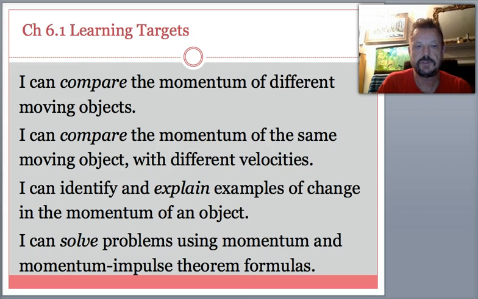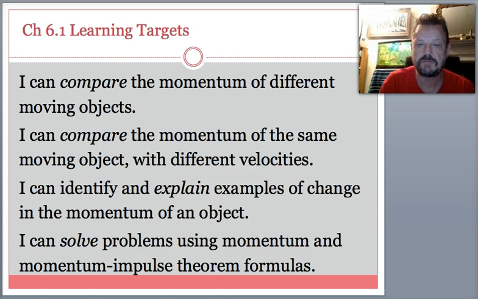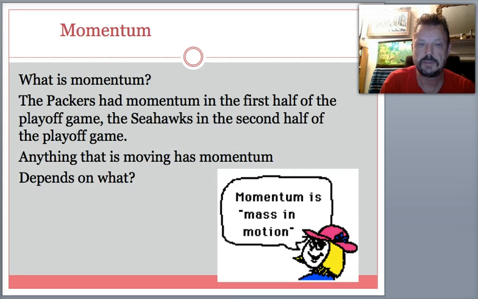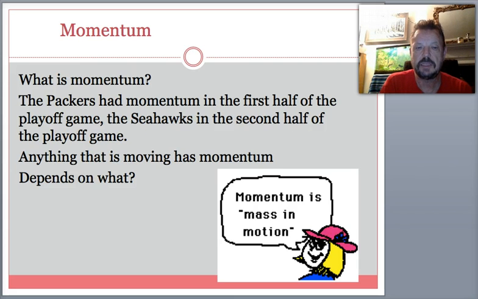The learning targets for this unit are: I can compare the momentum of different moving objects. I can compare the momentum of the same moving object with different velocities. I can identify and explain examples of change in momentum of an object, and finally I can solve problems using momentum and momentum impulse theorem formulas. Momentum is anything that has movement, and it depends on the mass and the motion.